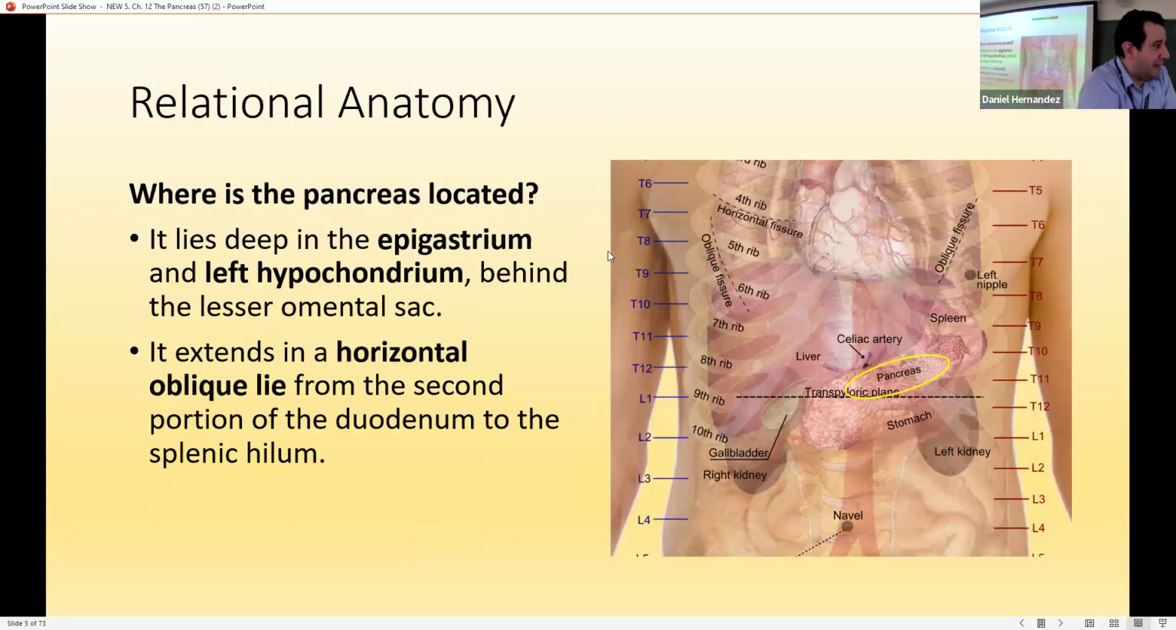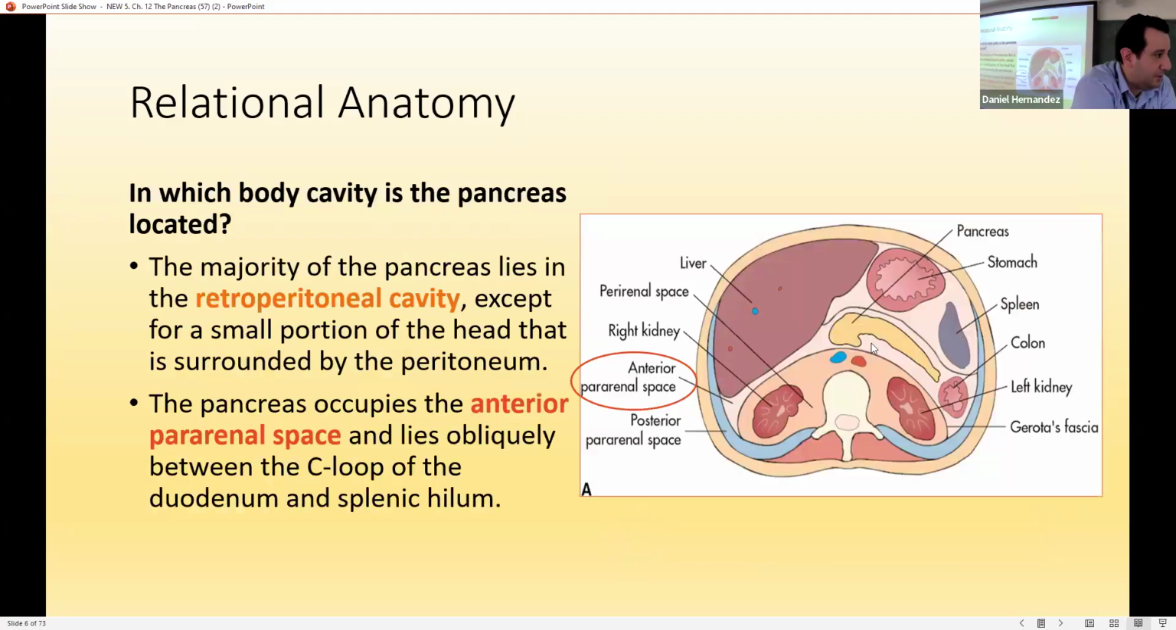So it's deep in the epigastrium and left hypochondrium behind the lesser sac of the omentum. In terms of the lie, it's a horizontal oblique lie.